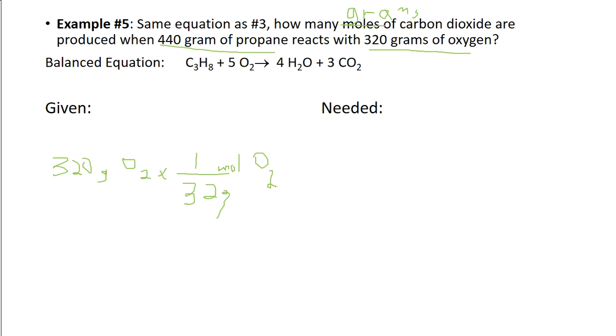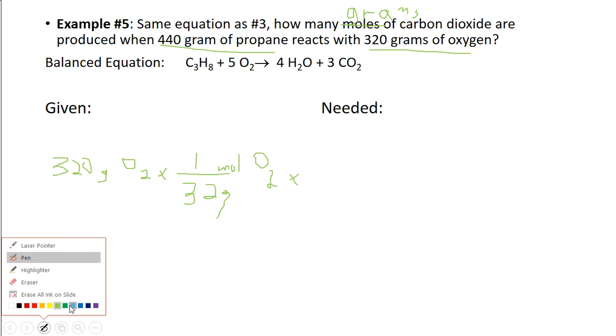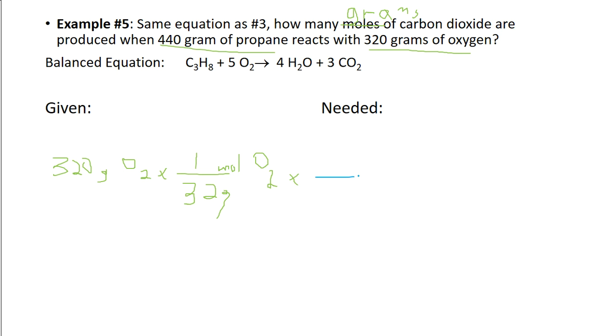Now, on our highway, the next place we're going is the mole to mole, and that is through the balanced equation. We want moles of oxygen on the bottom, and moles of carbon dioxide on the top, because that's where we're headed. We get that from the balanced equation, looking at our coefficients: a 3 associated with carbon dioxide and a 5 associated with the oxygen. So it takes 3 of these for every 5 of those.